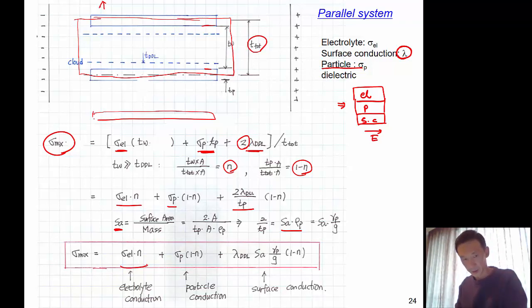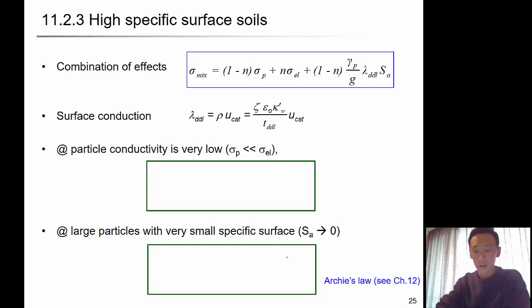So the final equation will be the electrolyte conductivity times n, where the electrolyte is the conductivity of the pore fluid, plus the particle conductivity times 1 minus n, plus the surface conduction part: lambda ddl times specific surface area times density times 1 minus n. This is the equation that we derived. Then how do we determine the lambda ddl? We can determine it from the zeta potential, and this can also be measured using equipment called a zeta potentiometer.